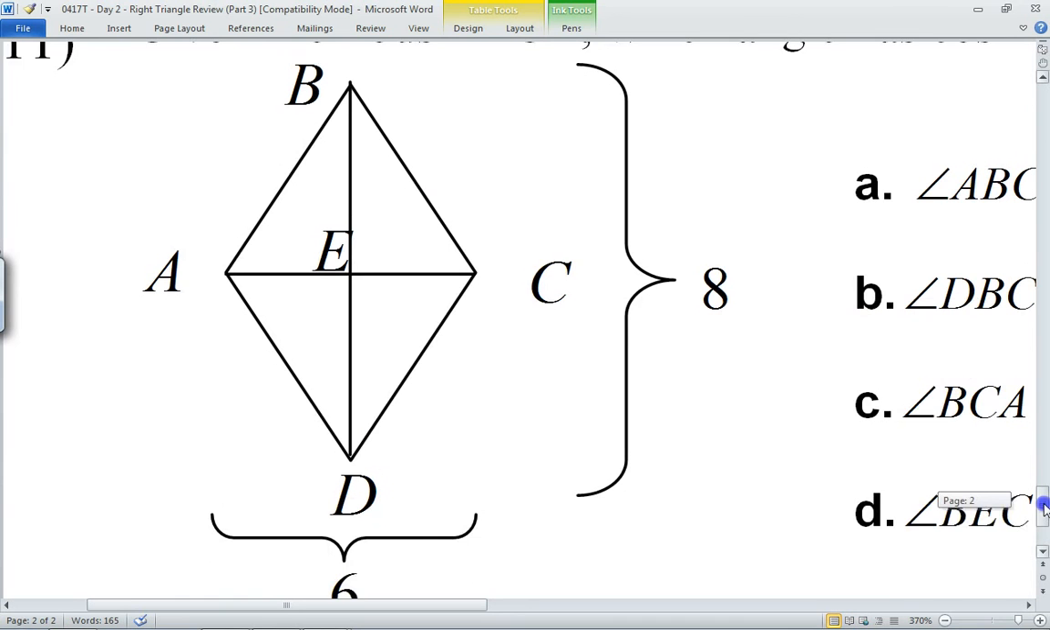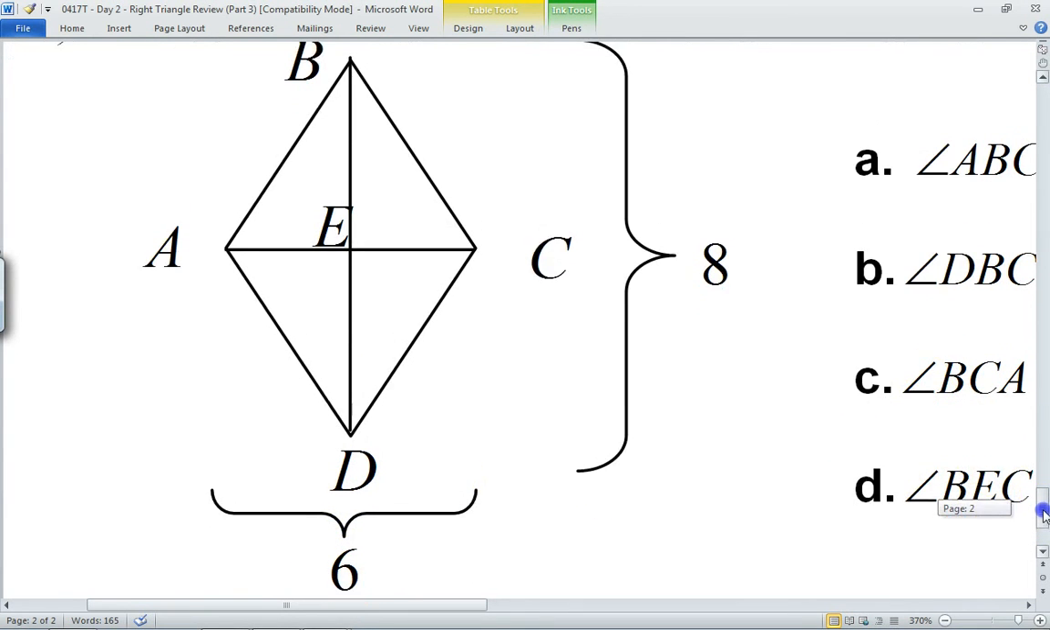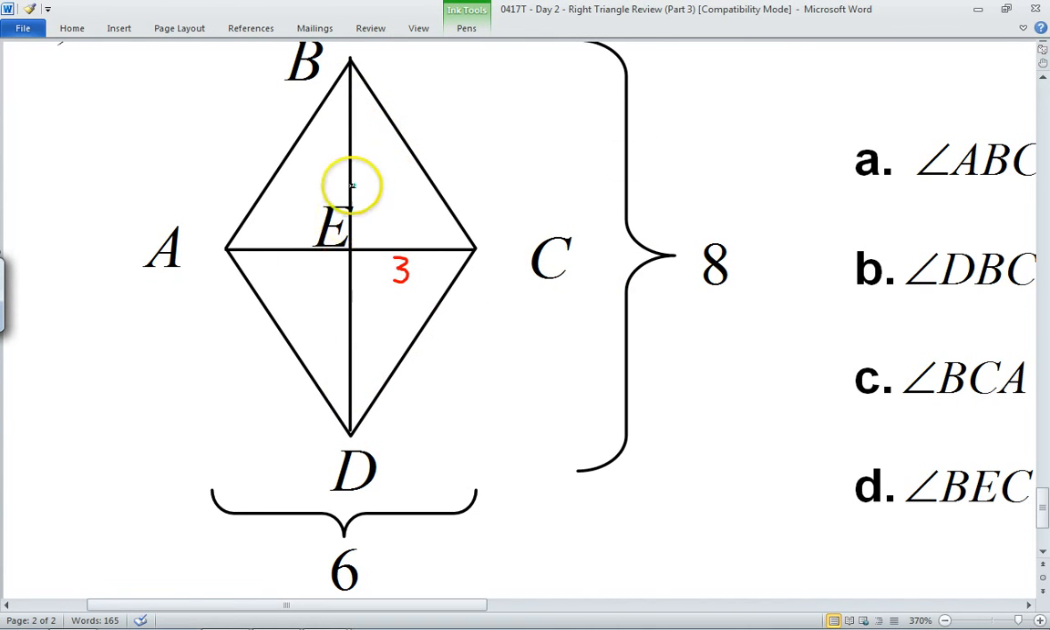Now look, this length right here is 6. Can you see it? This length is 6. That means if it's 6 all the way across, that means this is 3. If this is 8 from top to bottom, that means this is 4. So this is 3 and 3, and this is 4 and 4.